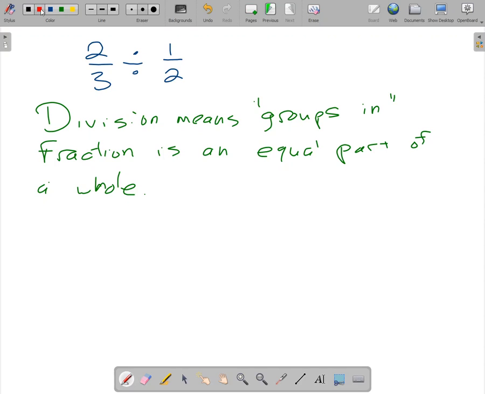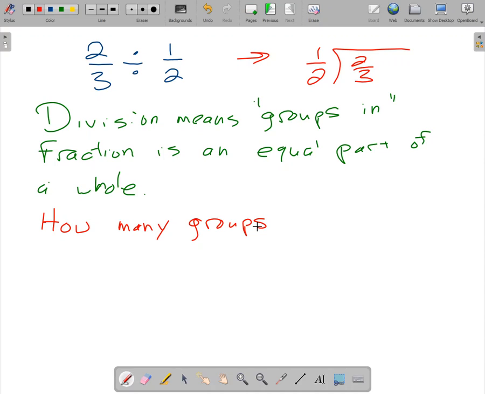So often what I do next for myself is I rewrite this as 1/2 goes into 2/3, and then that gives me my question. There's a few ways to word it. One would be how many groups of 1/2 are in 2/3. If you remember last class, I kept rewriting these as long division to help me think about what I was trying to do. And the other way is what Olivia said, which was how many times does 1/2 go into 2/3? You could think about it that way too.